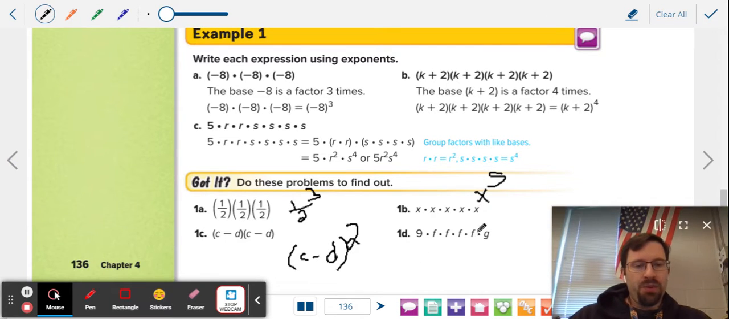All right, now if you have multiple things in there, but not everything's repeated, just put, this is 9 to the first power, and we don't ever write the first power just to save time. F has 1, 2, 3, 4 F's to the fourth power, and G only has 1. Remember, with multiple variables, it goes alphabetical, so F has to come before G.